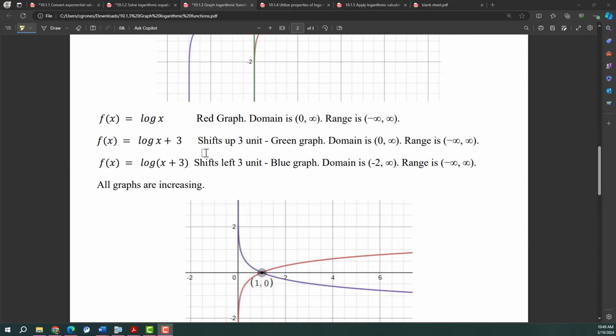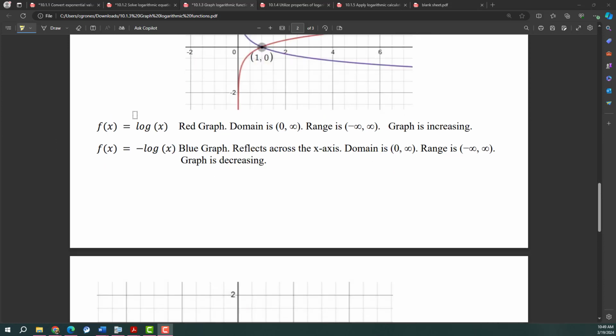So it just gives some examples. We have log of x, and then we have log of x plus 3. You're going to shift 3 units up. Whenever the plus 3 is inside of our function, we're going to go to the left.